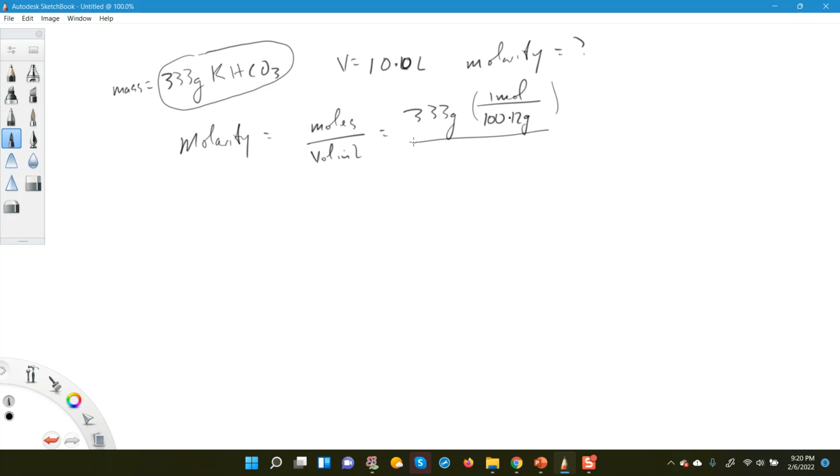grams per mole. And then we divide the moles by the volume in liters, which is 10.0 liters. So let's work that out. 333 divided by 100.12, and then divide that by 10. So according to my calculations, this works out to be equal to 0.33 mole per liter, or M. All right. So that's basically how that is done. Okay, so that's a relatively simple example.